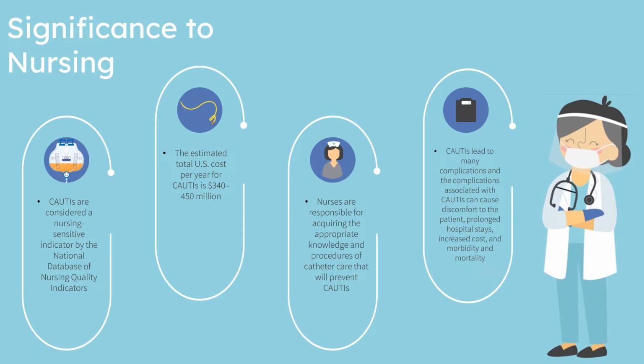According to the Agency for Healthcare Research and Quality, the estimated total U.S. cost per year for CAUTIs is $340 to $450 million. The approximate additional cost per patient for a CAUTI is $1,300 to $1,600, according to a research study done by Wald and Kramer.